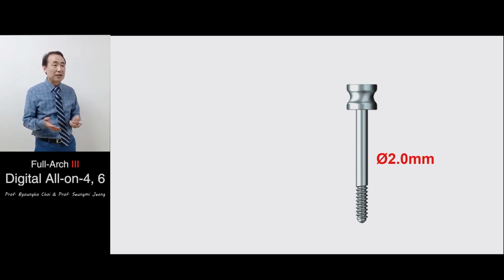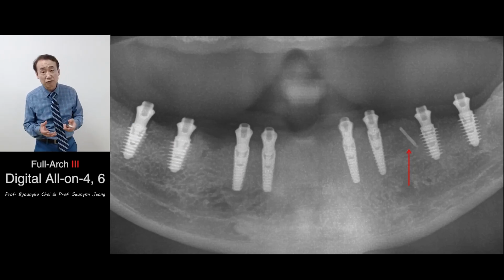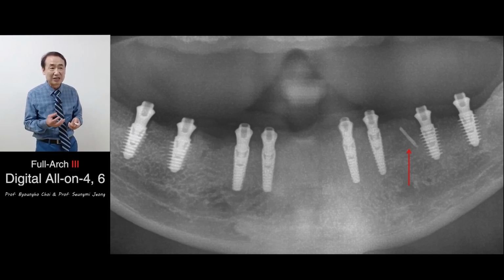The ideal diameter of the anchor screw is 2.0 millimeter. If you use a smaller diameter anchor screw, it can fracture, especially in the mandible, in the hard bone. It can fracture.